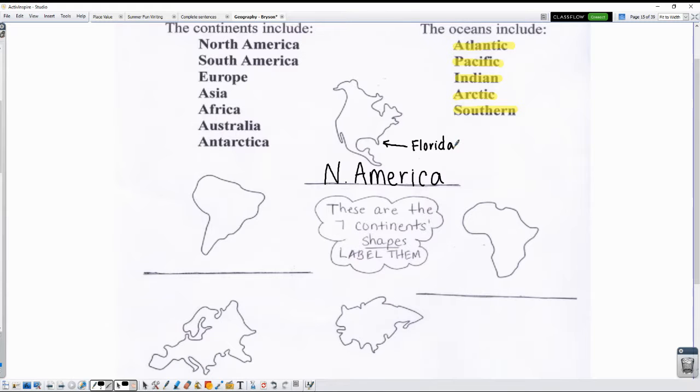Come over here, looks like an ice cream cone to me. You don't have to draw that. But that right there is South America. So please label that with me. Remember, you can pause this video at any time to make sure that you can write this in.